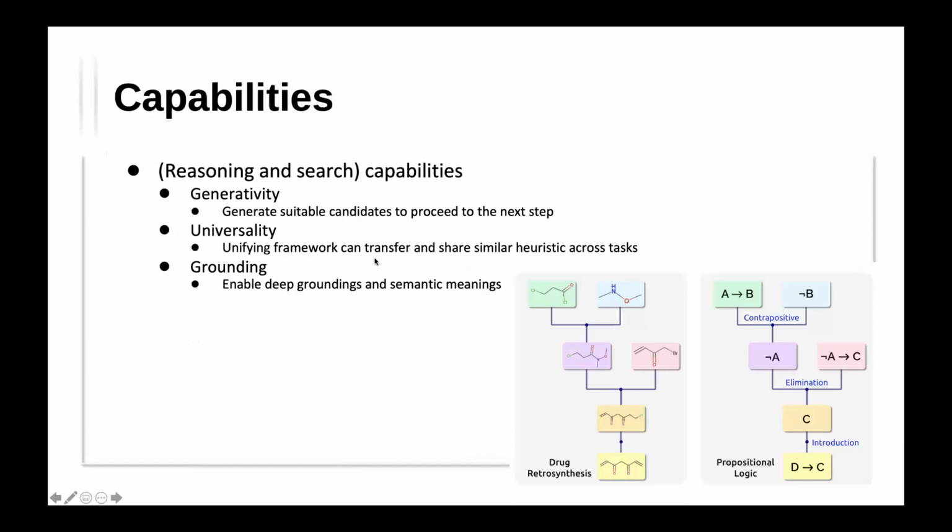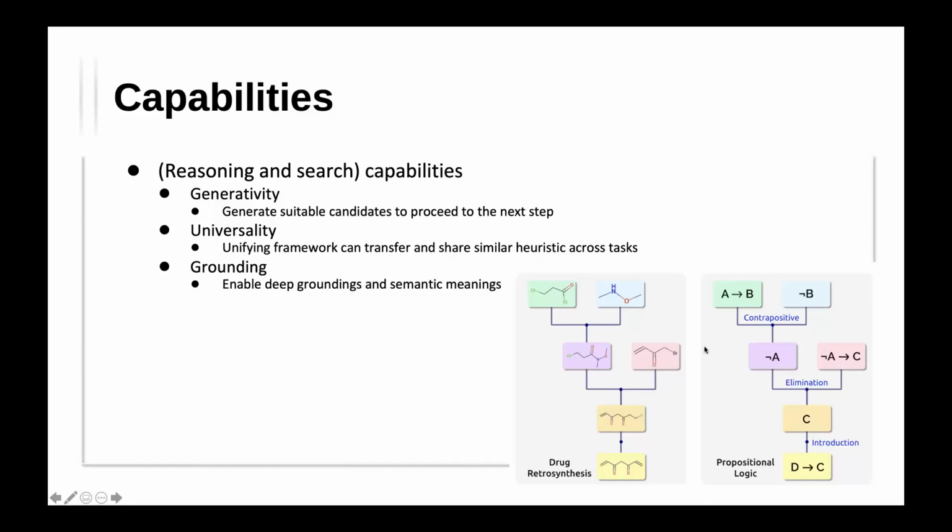And basically, the foundation model's capabilities include three points. The first is generativity. That means the foundation model can generate suitable candidates to proceed to the next step instead of trying all the possible combinations. So this could really speed up the process. And the second is called universality.